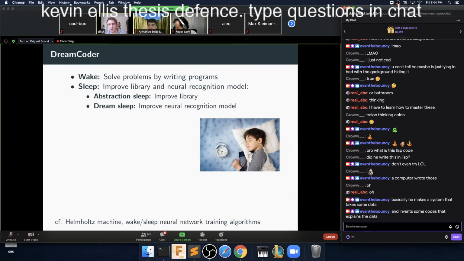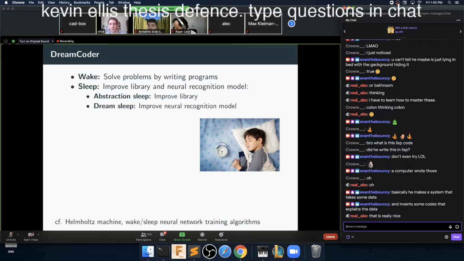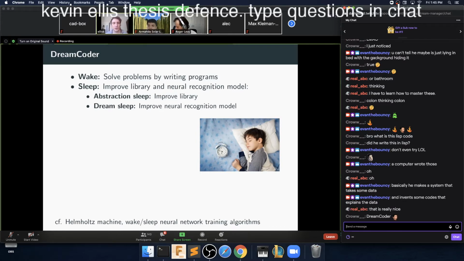And this algorithm is called Dreamcoder. And the reason why it has this name is because it's a kind of wake-sleep algorithm. It's related to the Helmholtz machine or wake-sleep neural network training algorithms. So the way it works is it iterates through what we call a wake phase, where it solves problems by writing programs, and a pair of interleaved sleep phases.